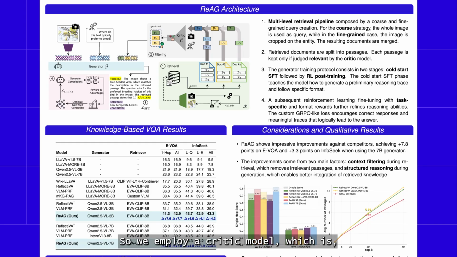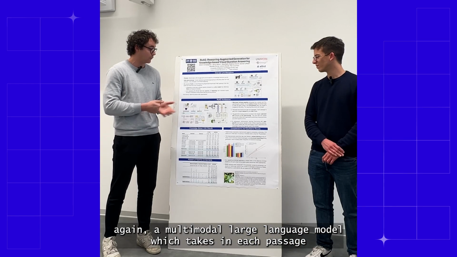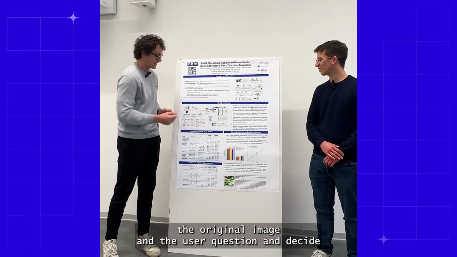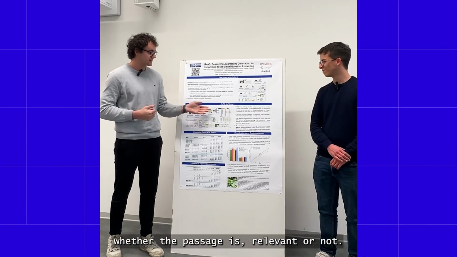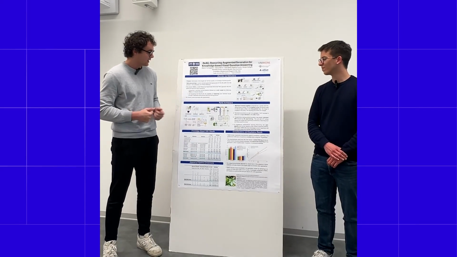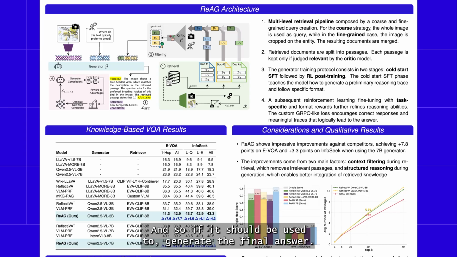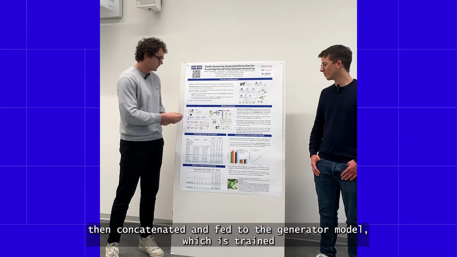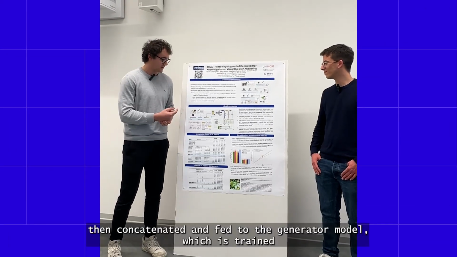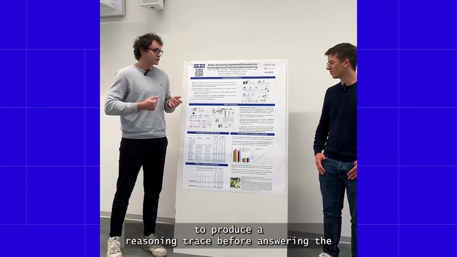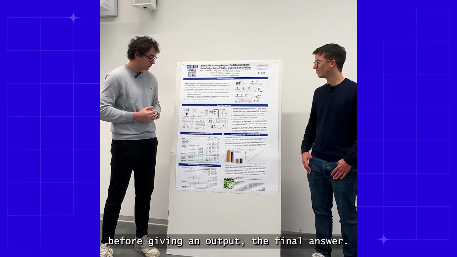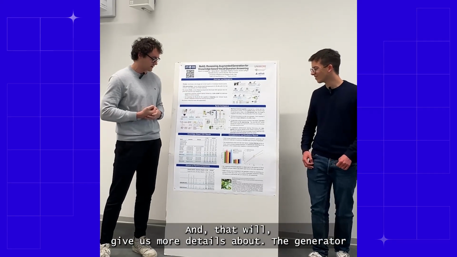So we employ a critic model, which is again a multimodal large language model, which takes in each passage, the original image and the user question, and decides whether the passage is relevant or not, and so if it should be used to generate the final answer. All the passages which are considered relevant are then concatenated and fed to the generator model, which is trained to produce reasoning traces before giving in output the final answer. And Alberto will give us more details about it.